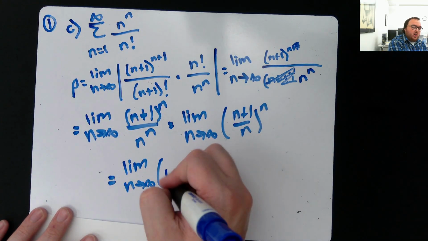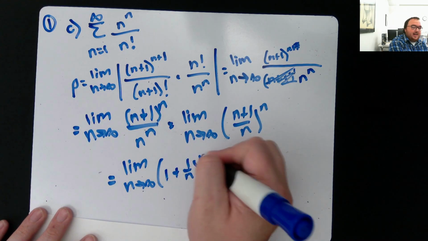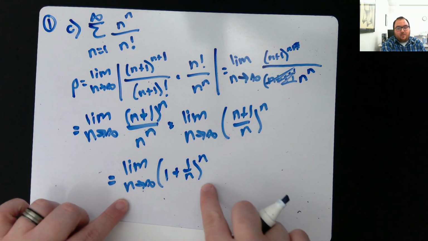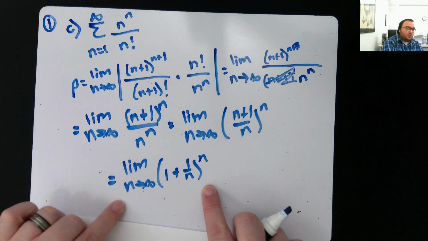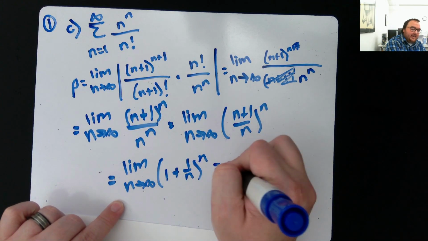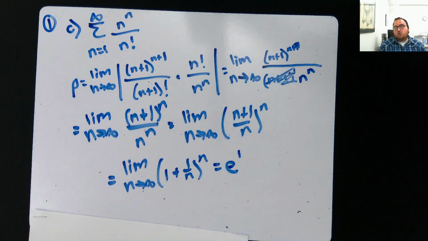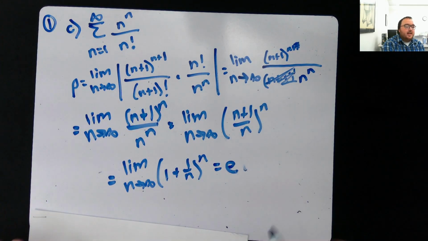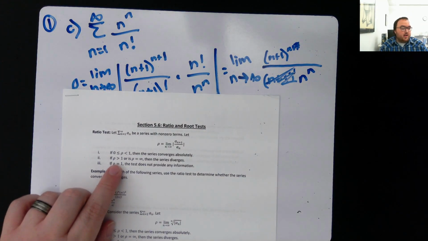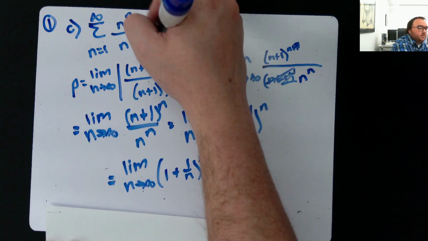And if we notice, using everything about math that I know, (n+1) over n is 1 plus 1 over n, to the n. What did I say that this was? This is equal to e to the first. So just e. e is like 2.71, so this is greater than 1. Since it's greater than 1, it diverges.